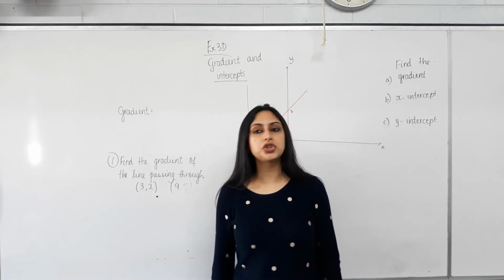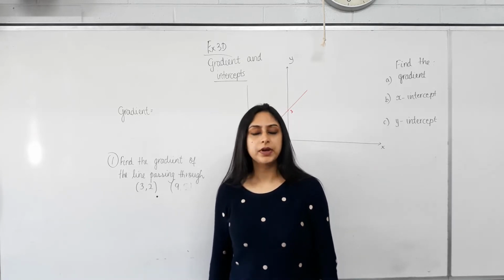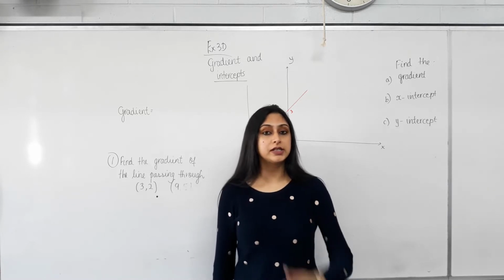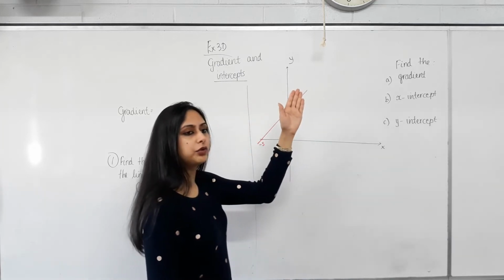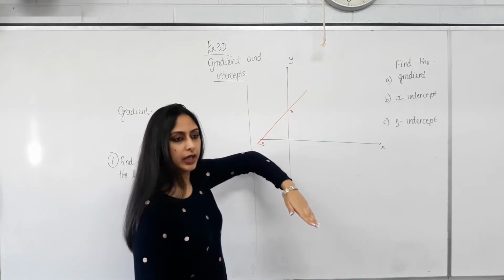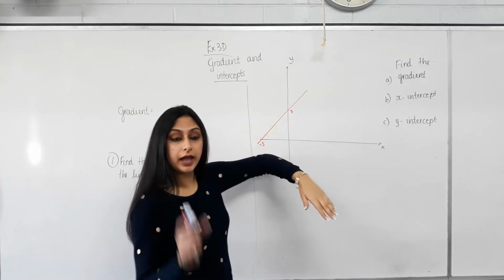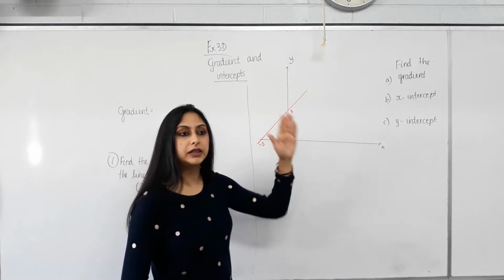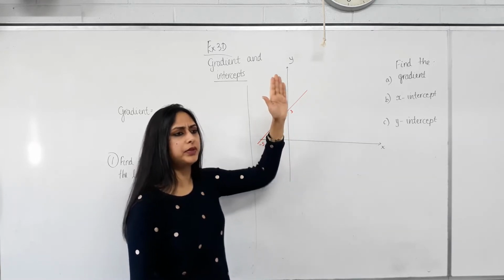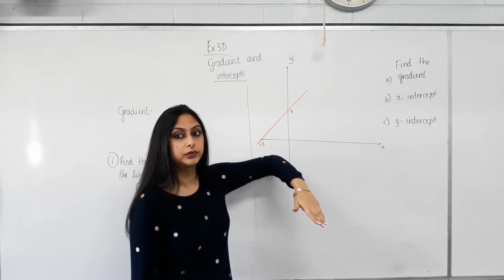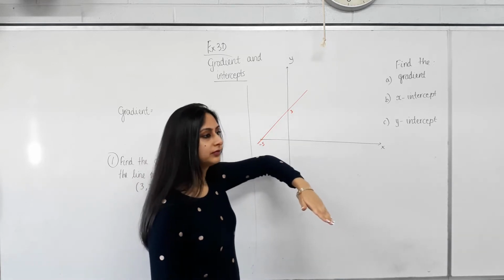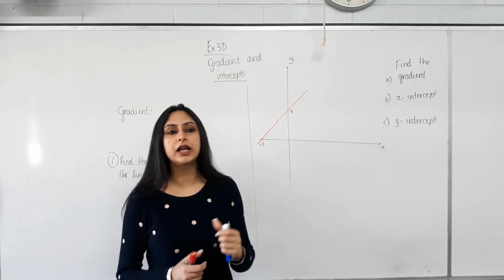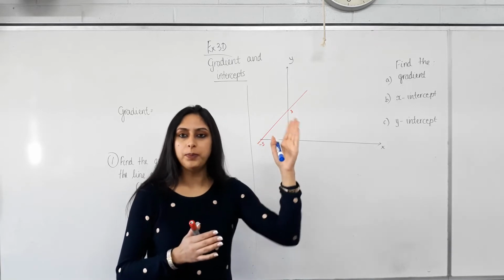So the gradient is the measure of how steep a line is. Yes? Okay, now it can be steep two ways. It can be going up, left to right, or it can be going down, left to right. Yes? So the actual quantity the gradient has, which we'll calculate, tells us how steep it is. But the direction, how will we know whether it's going up or going down? Any ideas? The sign of the gradient will tell us whether it's going up or down.